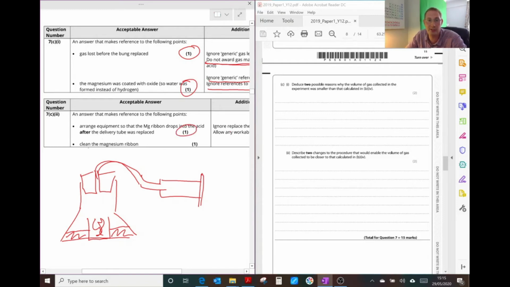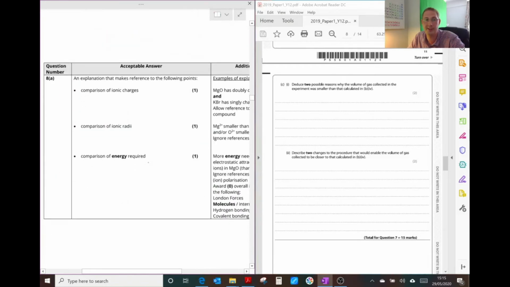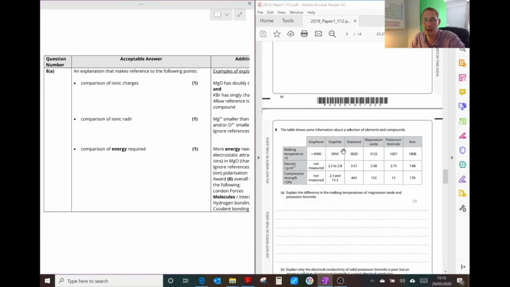And the other thing they wanted you to say was clean the magnesium ribbon, so sand that down. And again, I'm sure we have talked about removing that oxide layer before doing this question. That's what they wanted.